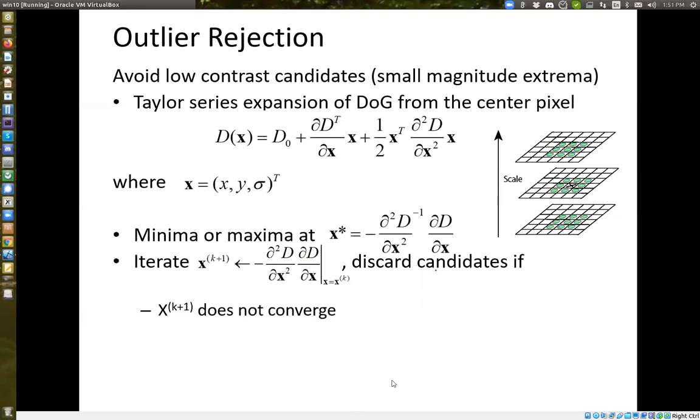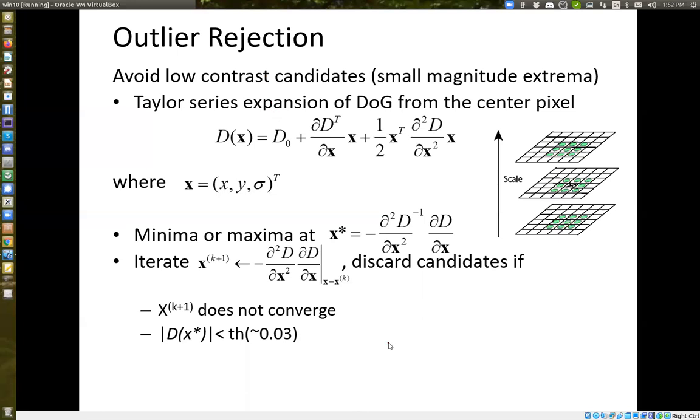And if this does not converge, then you would consider it a failure. It's not exactly a maximum. And if it converges, it's also a pretty ad hoc step, but you check whether it's smaller than some threshold. If it's smaller than some threshold, then it's also going to be rejected.